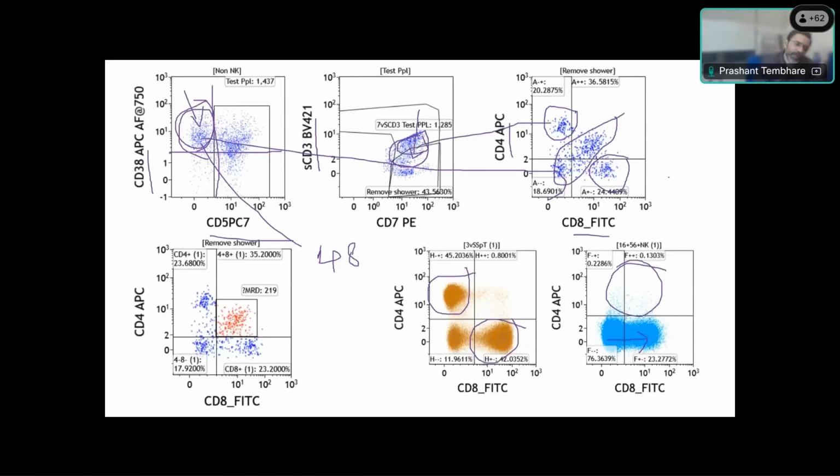Because normal, say in MRD you will have either 4 and 8 double negative or 4 and 8 double positive, or only 4 or 8. If you see 4 and 8 distribution like normal T cells, those are showers.